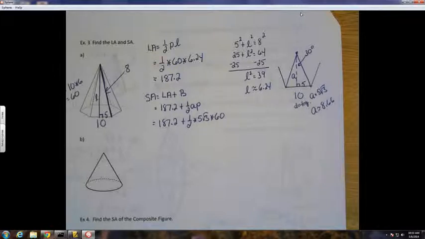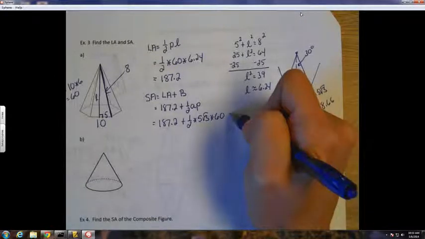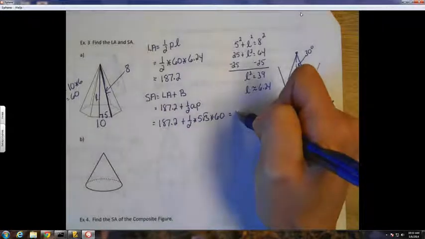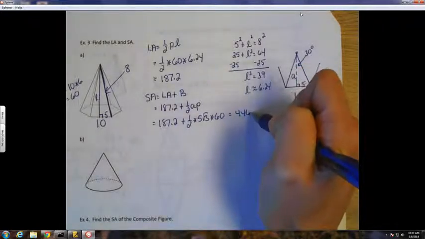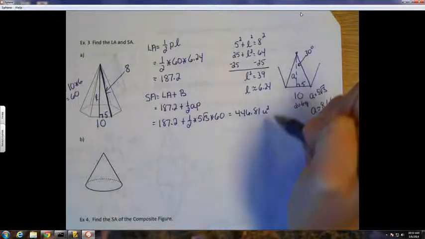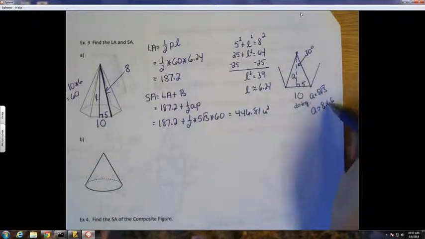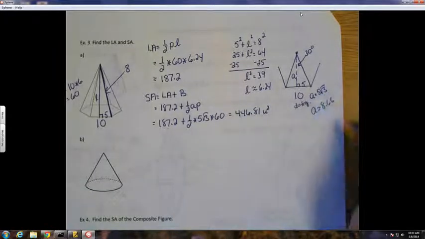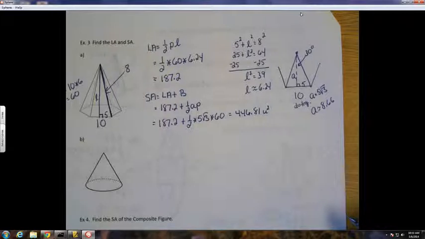Anybody get anything yet? 446.81. Say it again, 4? 446.81. Anybody want to agree with them? I have 447. Yep. 447 is going to come up, but that's just the difference in using exact and approximate. Okay.